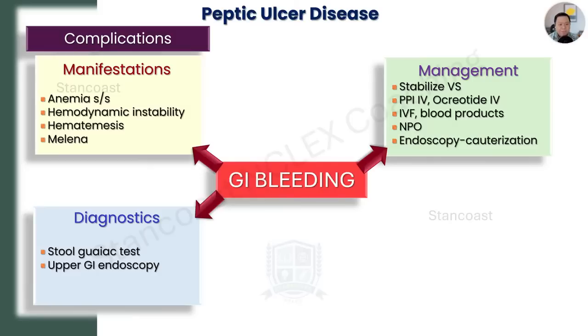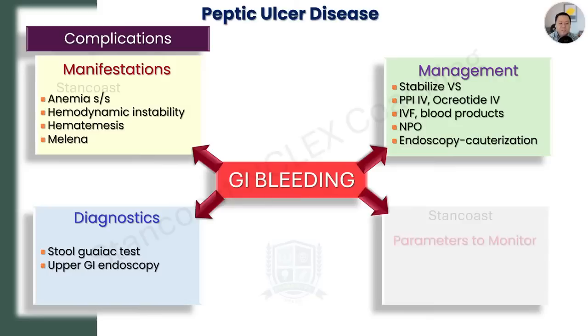And what are the parameters to monitor that should be included in the GI bleeding complication? Well, we're going to look into the patient's vital signs first and foremost. So make sure that you watch for any deviations from normal, especially with heart rate, blood pressure, temperature, respiration, oxygen saturation. We're going to have to watch for any signs of shock.